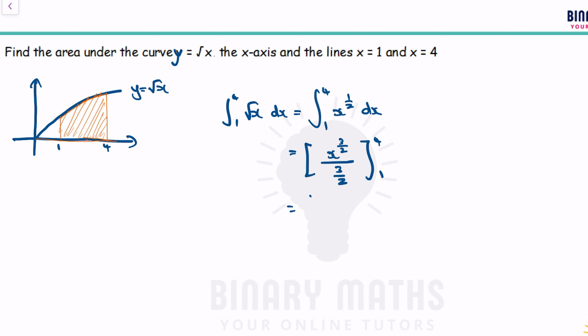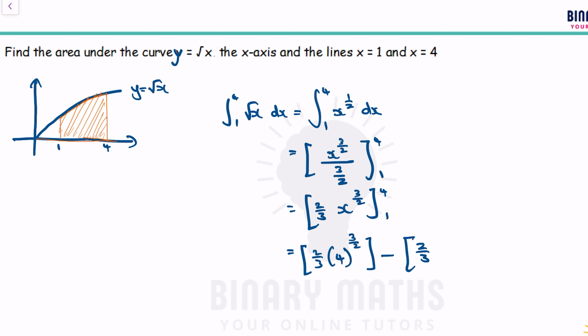Which is equal to 2 over 3 x to the power of 3 over 2, between 4 and 1. First substitute 4 in, and then subtract when you substitute in 1. Okay, so the first term gives you 16 over 3. The second term gives you 2 over 3. 16 over 3 take away 2 over 3 is equal to 14 over 3.